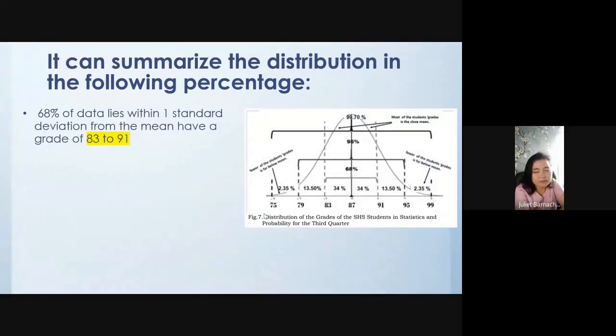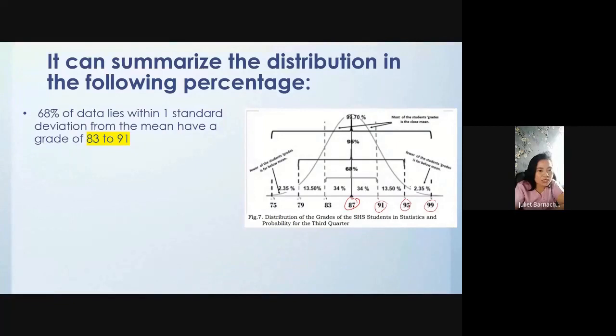68% of data lies within 1 standard deviation from the mean and have a grade of 83 to 91. So, ito yon. So, ang mean natin ay 87. Ang next unit niya ay 91. Ang next unit niya is 95 and then 99.